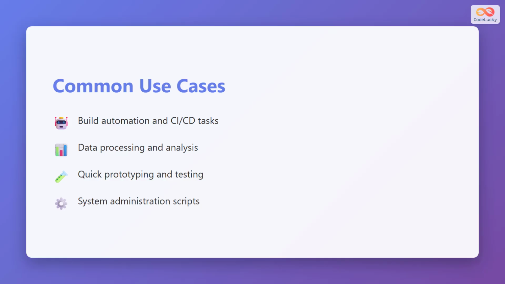Kotlin scripting shines in several practical scenarios. It's excellent for build automation and continuous integration, continuous delivery tasks. You can use it for data processing and analysis workflows. It's perfect for quick prototyping and testing ideas without setting up a full project. System administration scripts benefit from Kotlin's type safety and expressiveness. Whenever you need to automate repetitive tasks, Kotlin scripting is a great choice.